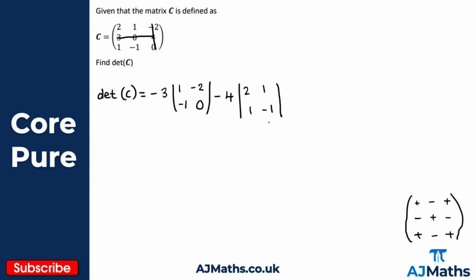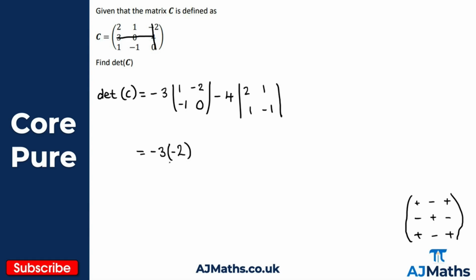Okay. So all we need to do now is evaluate the individual 2 by 2 determinants, times them by those coefficients, and then just simplify it. So hopefully I won't make a mistake with my signs here. It's really easy to do that. So 1 times 0 is 0, minus minus 2 times minus 1. So that would be positive 2, but we're taking the minus of that. So I'm going to get minus 3 lots of minus 2.